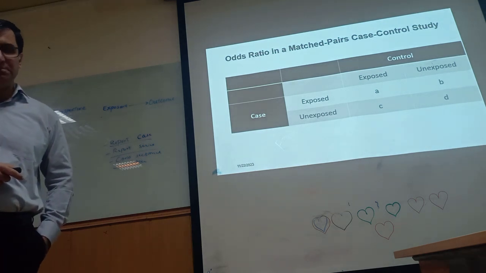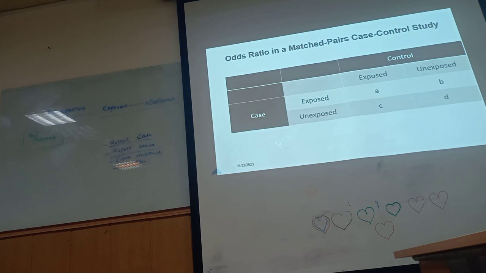So this is the table. You can name those pairs where both case and control are exposed as A, those pairs where the case is exposed but the control is unexposed as B, pairs where the control is exposed and the case is unexposed as C, and those pairs where both case and control are unexposed as D. So the odds ratio would be B divided by C. So the way that we calculate the odds ratio in matched case control studies is different from ordinary case control studies. Okay?